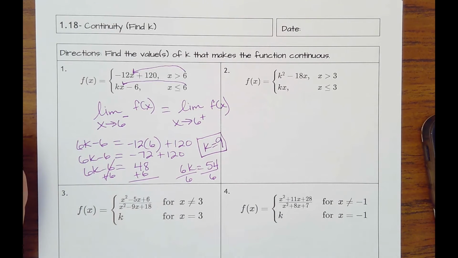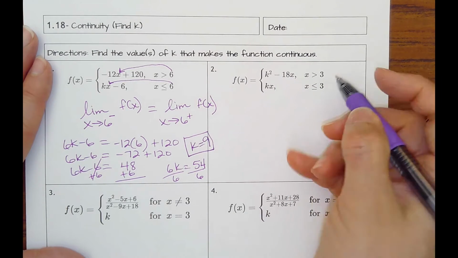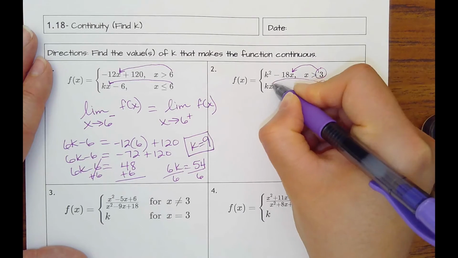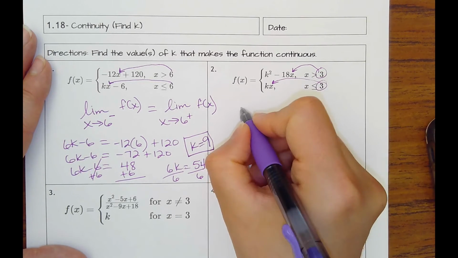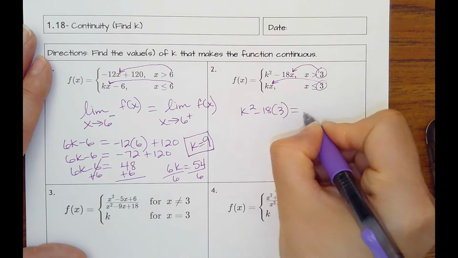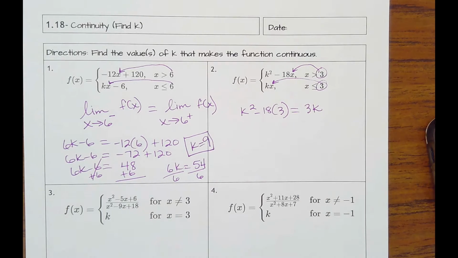All right, number 2 is going to be that same thing. I'm not going to set up the limit part of it. I'm just going to set each piece equal to each other, and I'm going to plug in 3 for x. So I'm going to have k squared minus 18 times 3 equals 3k. 18 times 3 is what, 54? Yep.